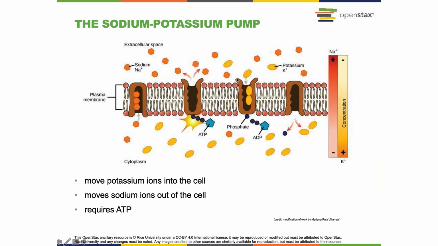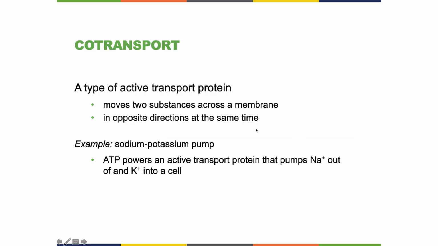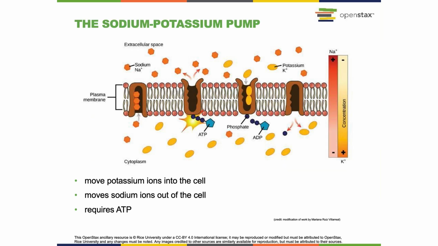Okay, in the meantime, while it's open and it's still attached to the phosphate, potassium can come in and attach, and once enough of them attach, it causes this phosphate to be released, the protein reverts to its former shape, and now the potassium's on the inside. So we're moving two things across the membrane using the same protein, needing the help of ATP to provide a phosphate to cause the protein to change its shape when it attaches, and then cause the protein to change its shape back when the phosphate releases. Okay, co-transport.